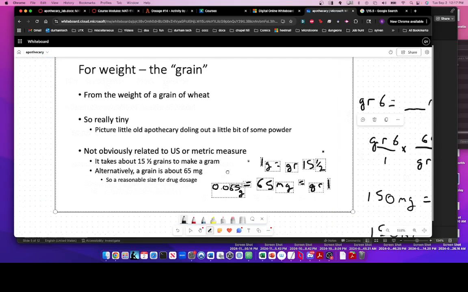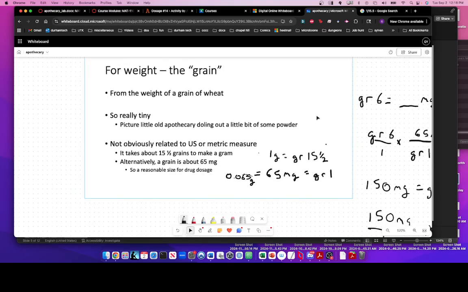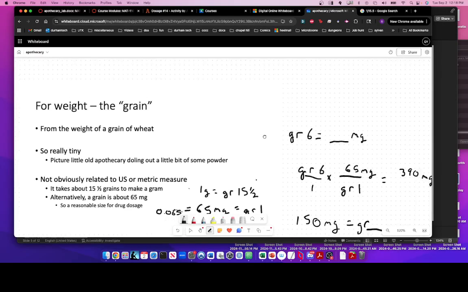And if we were to do the good old metric conversion, which, love metric, easy conversions, we would just move the decimal back 1, 2, 3 places. We could also figure out that 1 grain is 0.065 grams. So, aside from the peculiarities, it's not all that much new.